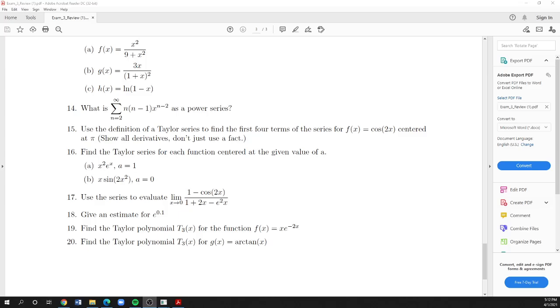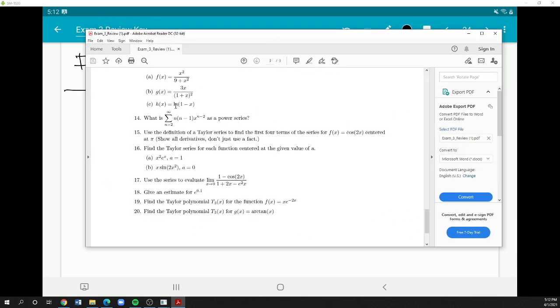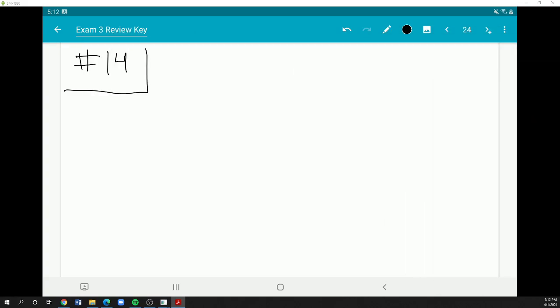Okay, moving on to 14. We want to see what this guy is as a power series. And so this one looks a little scary at first, but again, I see n minus 1, and so I'm kind of thinking it looks like derivative stuff happened here. Let's go ahead and take a look.